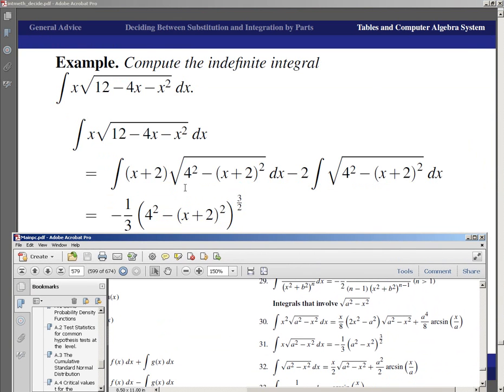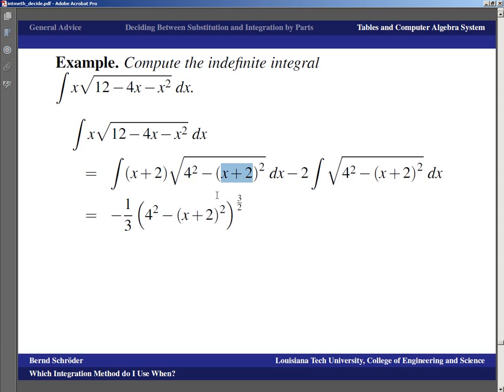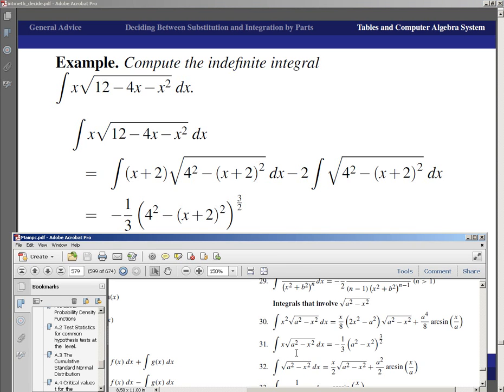So the first one is the integral of x plus 2 times the square root of 4 squared minus x plus 2 quantity squared. Well, the integral of x times the square root of a squared minus x squared is negative 1/3 times a squared minus x squared to the 3/2, which would be negative 1/3. Our a is 4, so 4 squared minus, and wherever we had x, we go with an x plus 2, so minus x plus 2 quantity squared, to the 3/2. And that's using this part of the table.